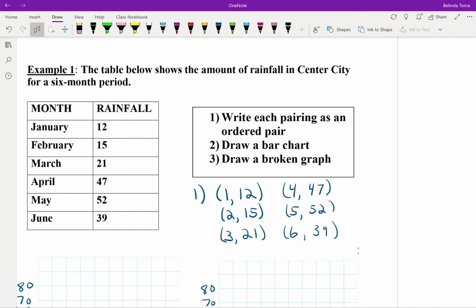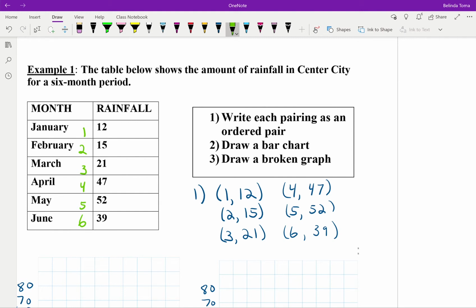If we're going to write them as ordered pairs, we want to think in terms of how we would number our months. Of course, January is the first month, and February is the second month, etc. From that, we would be able to write the ordered pairs that you see here to represent the data given. All right, so those are our 6 ordered pairs.